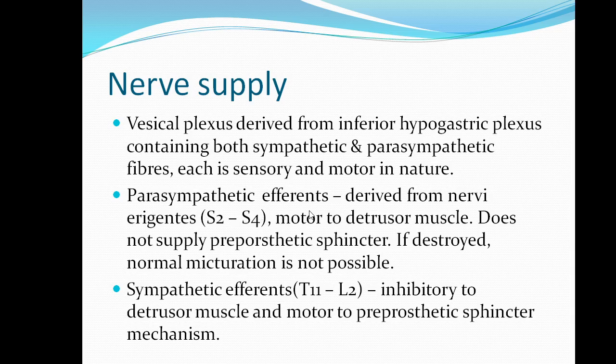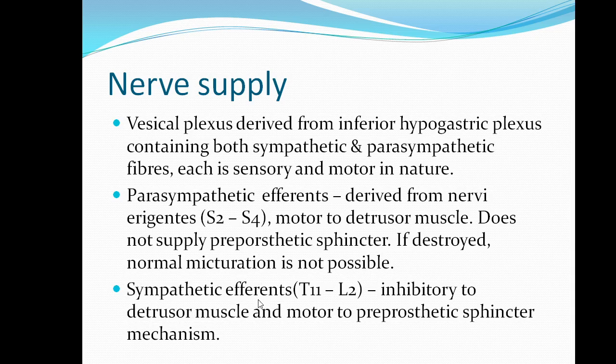The parasympathetic efferents or the motor fibers are derived from the nervi erigentes, root value S2 to S4. They are motor to the detrusor muscle. They do not supply the preprostatic sphincter. If these nervi erigentes are destroyed, then normal micturition is not possible.